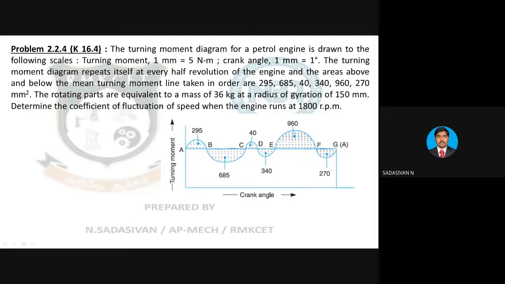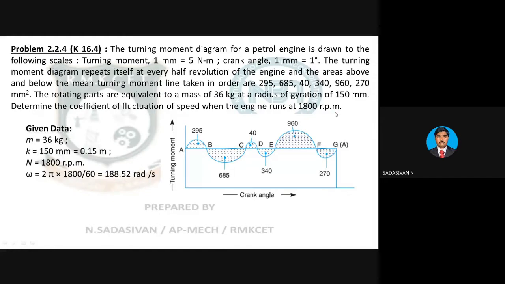The rotating parts are equivalent to a mass of 36 kilogram at a radius of gyration of 150 millimeter. This means your flywheel. Determine the coefficient of fluctuation of speed when the engine runs at 1800 rpm. That is your question. Based on the given data, the mass of the flywheel is 36 kilogram, radius of gyration is 0.15 meter, rotation speed is 1800 rpm, and omega is 2 pi N by 60, which is 188.52 radians per second. So these are the given data.